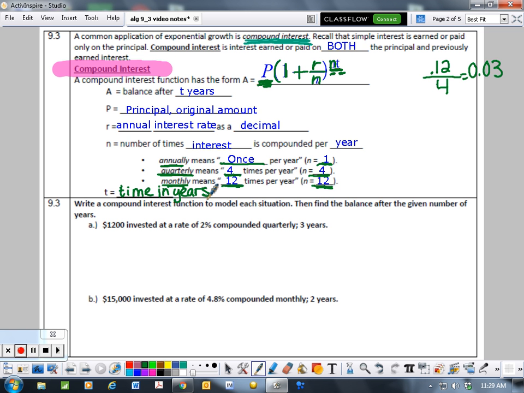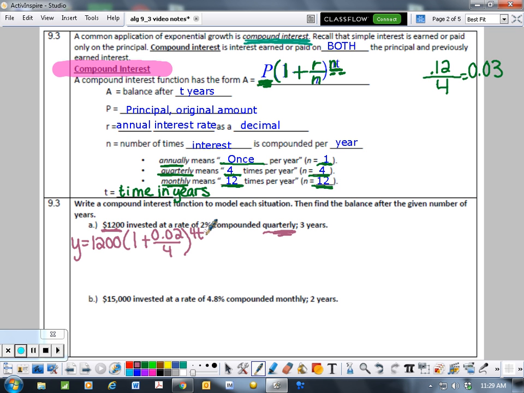Okay, so let's look at our first problem. We're going to write a compound interest function, and then we're going to find the balance. We are starting with $1,200. So y equals 1,200 times 1 plus, and we have a rate of 2%, so 0.02. It's compounded quarterly, so our N is 4. And then this is going to be to the 4t power.